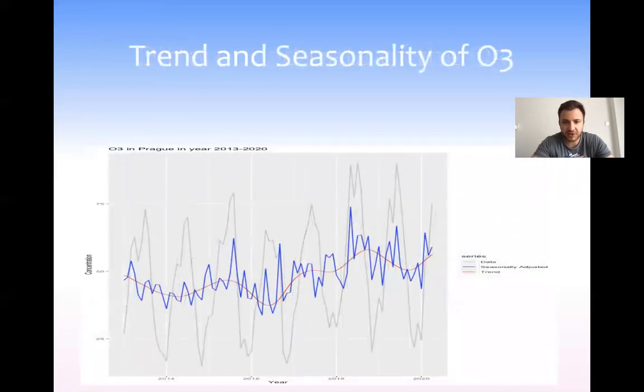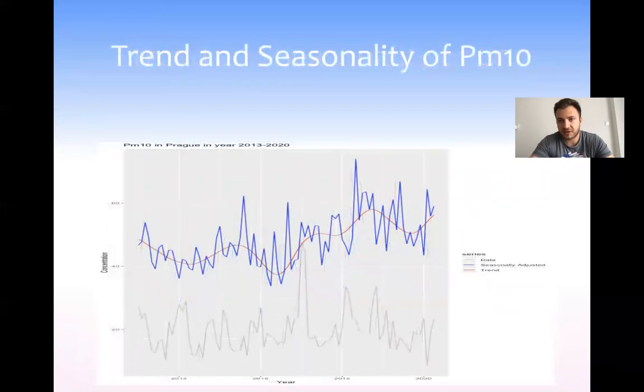So this figure is also showing how to capture the trend and seasonality. The gray lines describe the raw data set, the blue lines are the seasonally adjusted data set, and the red line is our trend line. It's very similar to the first graph, but here we can easily see the increasing and decreasing trends and some seasonalities for the ozone level.